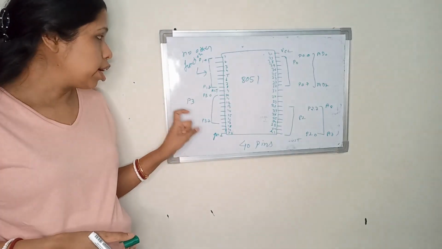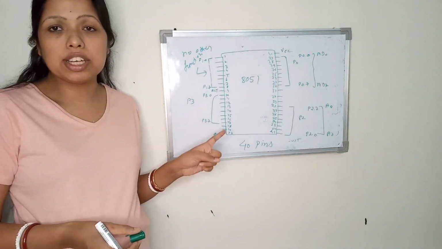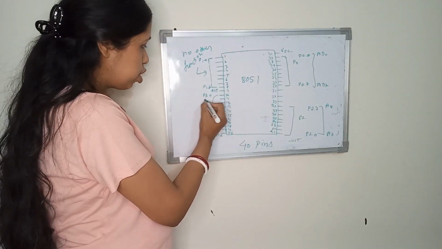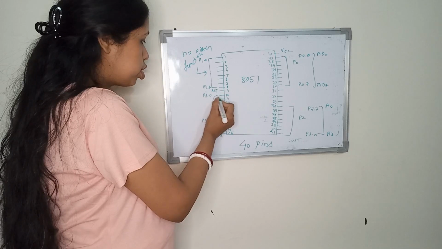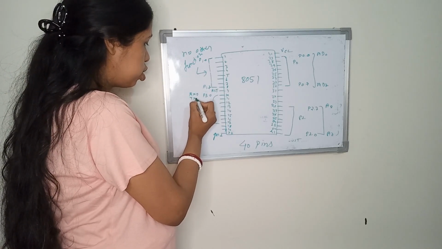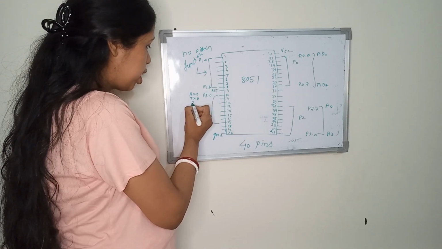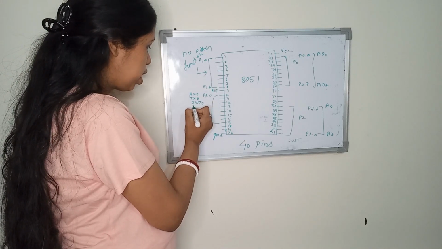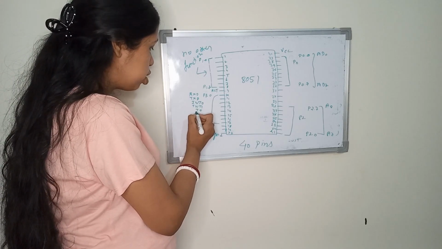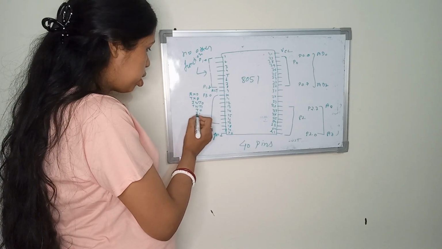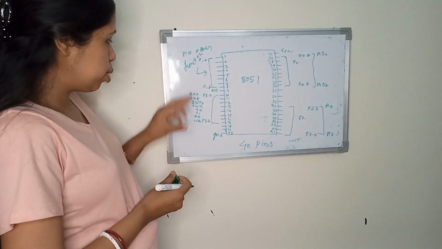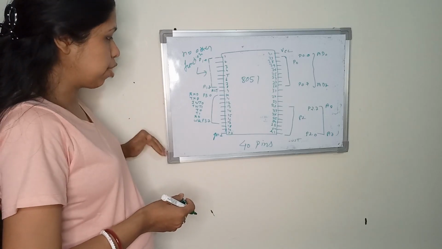Next is port 3. Port 3 has some other functionalities. What are the functionalities? Here there are a total of 8 pins. Port 3.0 has the RXD, port 3.1 has the TXD, then INT 0, INT 1, timer 0, timer 1, then read and then write. Total 8 pins, and the 8 pins have 8 different functionalities.